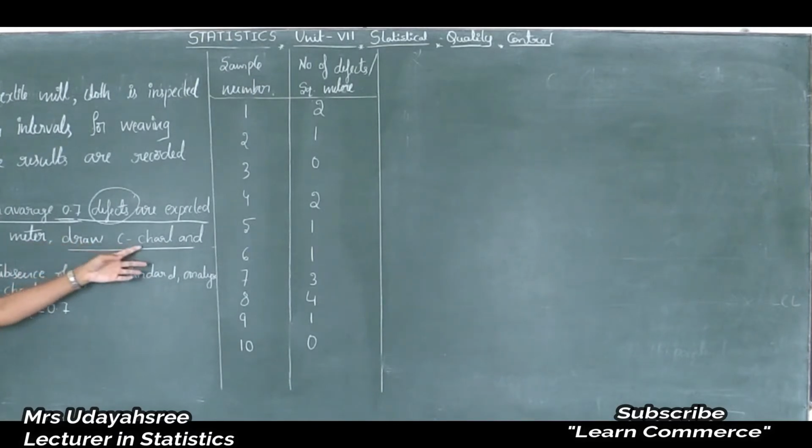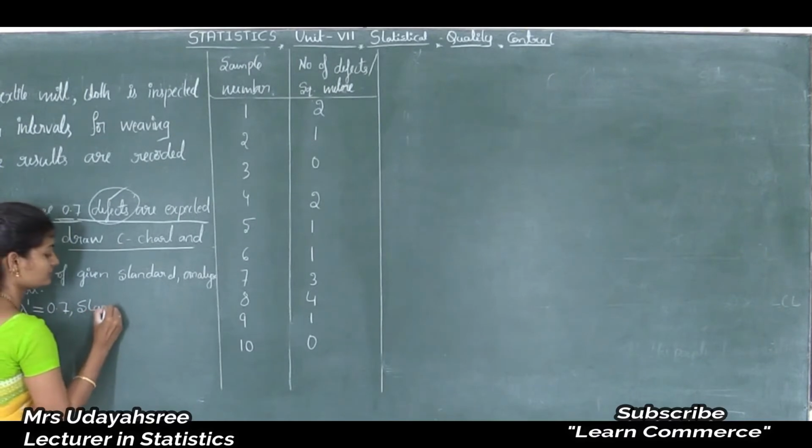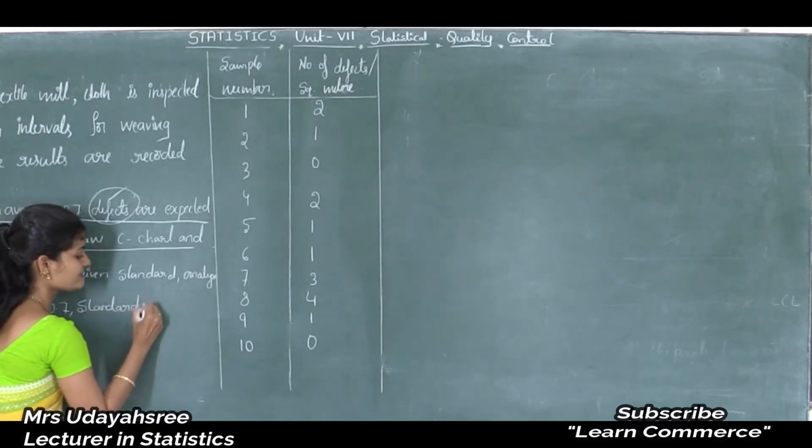So how to draw a C chart? To draw a C chart we have to write control limits for the C chart. Here lambda dash is given, and defects means it is a C chart. Since lambda dash is given, this is the standards known case, or standards given case.